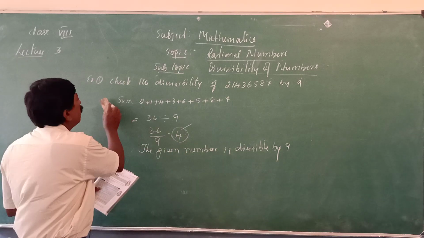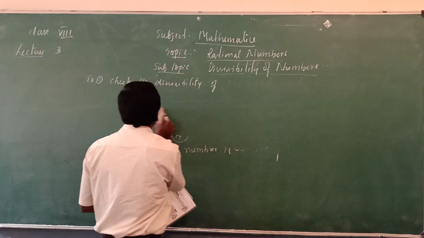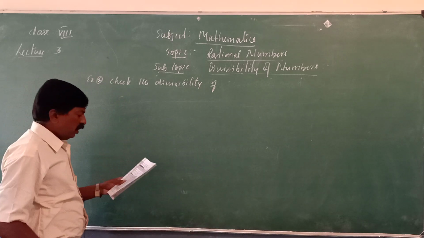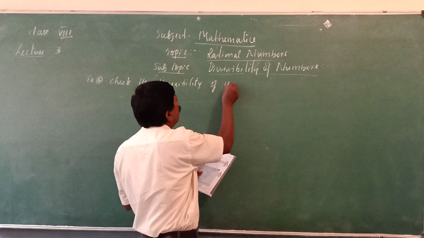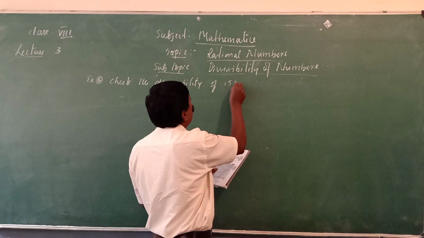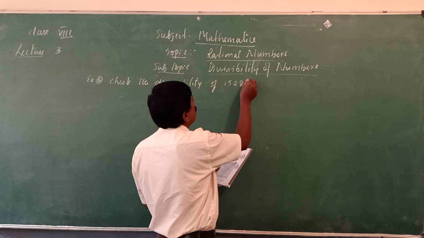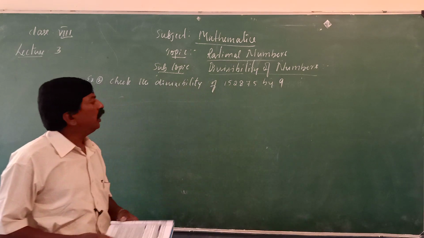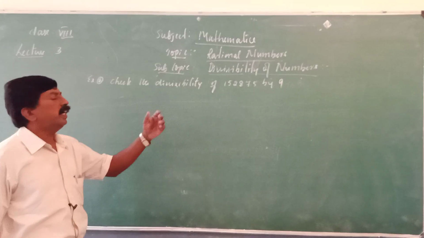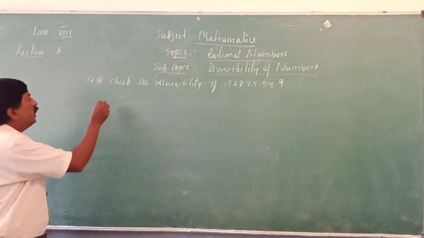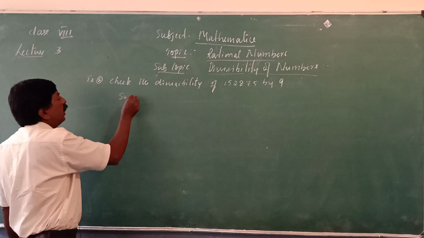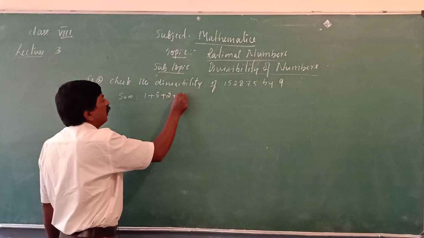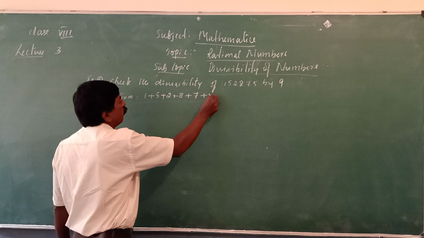So another example. Check the divisibility of the second question: 1, 5, 2, 8, 7, 5 by 9. That is 152875 divided by 9. So find its sum. The first step, find the sum: 1 plus 5 plus 2 plus 8 plus 7 plus 5.